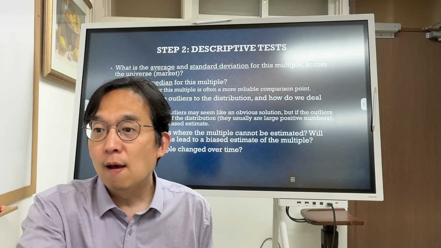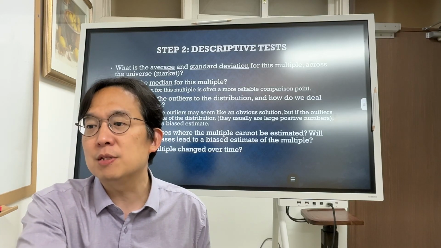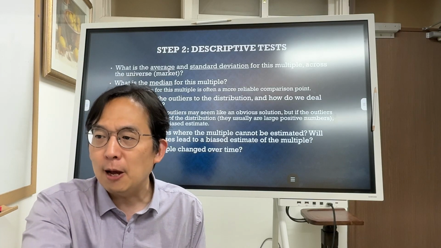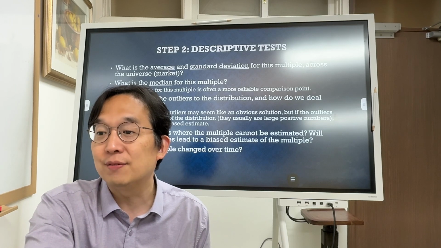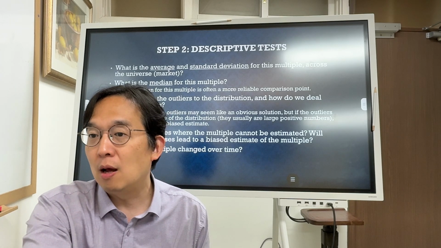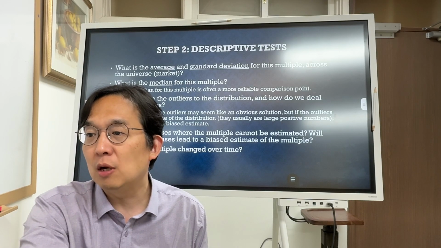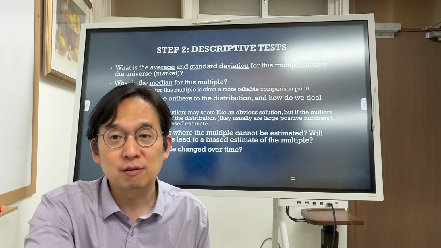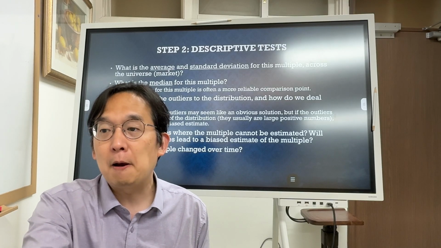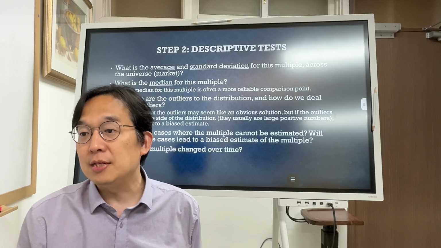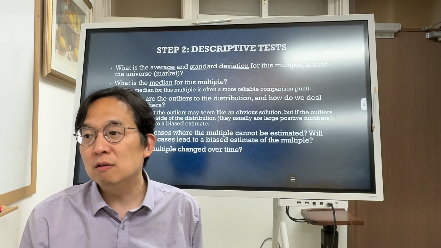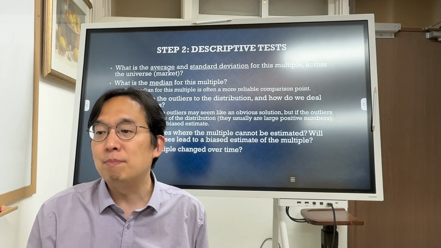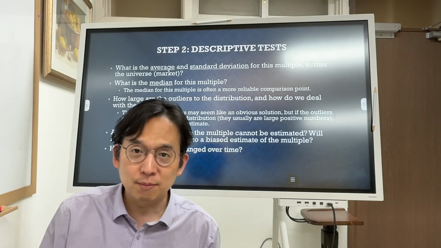important issue. Throwing out the outliers may seem like an obvious solution, but if the outliers all lie on one side of the distribution, well, this can lead to a biased estimation. They usually are large positive numbers in our system, right? Are there any cases where the multiples cannot be estimated? Will ignoring these cases lead to a biased estimation of the multiples, right?